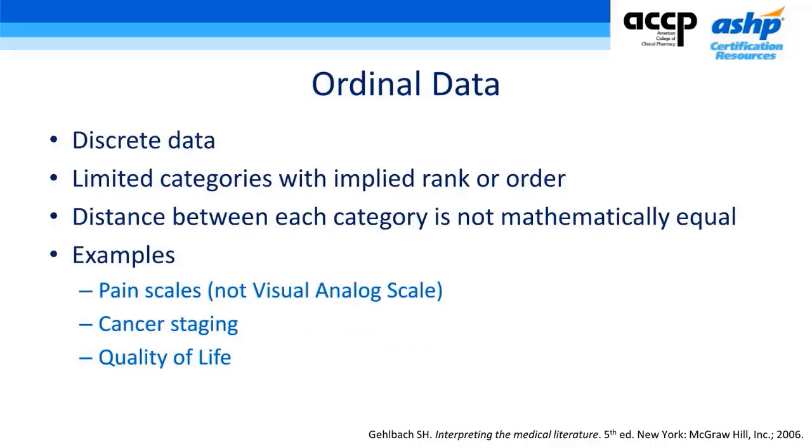The next type of data is ordinal. Now, ordinal data are discrete data. They are limited categories with an implied rank or order. The distance between the rank or order is not mathematically equal. So if you have a scale and you have 0, 1, 2 on the scale, it doesn't mean that there is a 0.5 or a 1.5 between each of the other categories. Examples of ordinal data are pain scales, but not the visual analog scale, cancer staging, and quality of life.